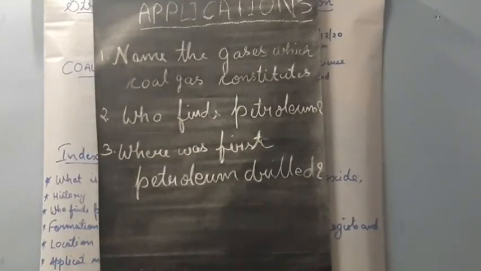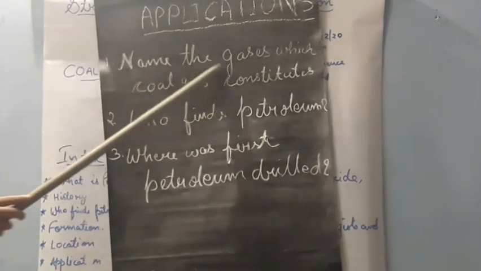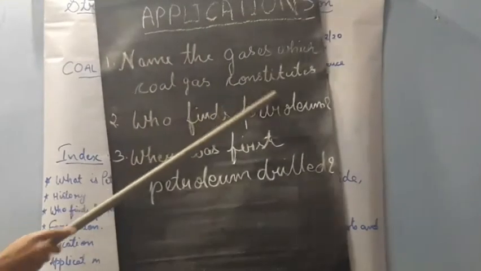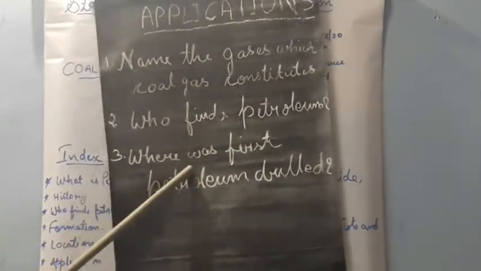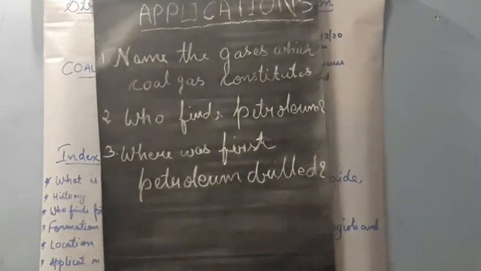Now recall what you have learned today and answer these questions. Your first question: name the gases which coal gas constitutes. Second, who finds petroleum? Third, where was the first petroleum drilled?